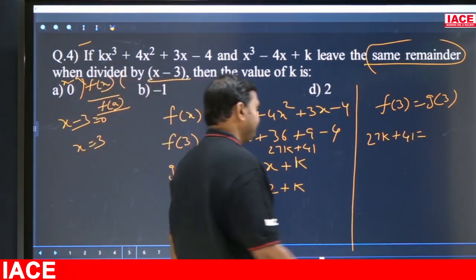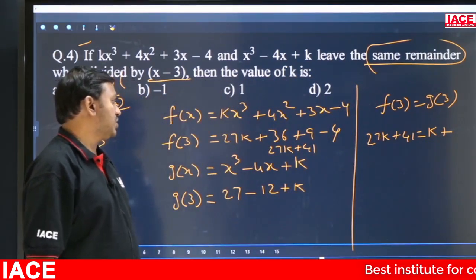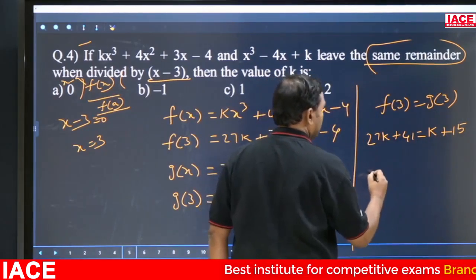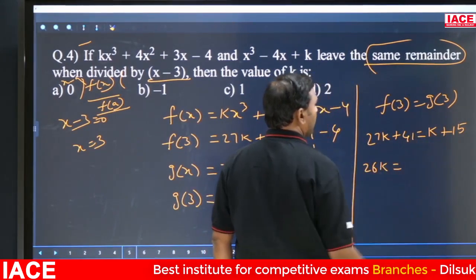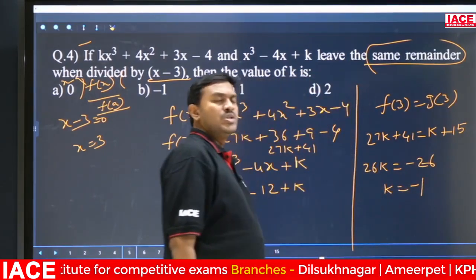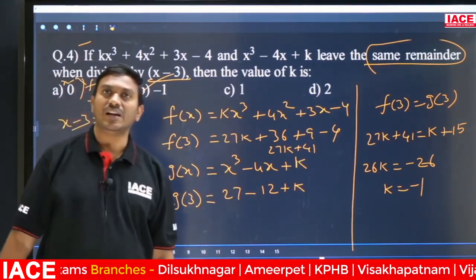K plus 27 minus 12. 27 minus 12 is 15, right? Now, so 26k equal to how much? 15 minus 41, that is minus 26. So k equal to how much? Minus 1. So what is the value of k? The k value is minus 1. So option B is the right answer.